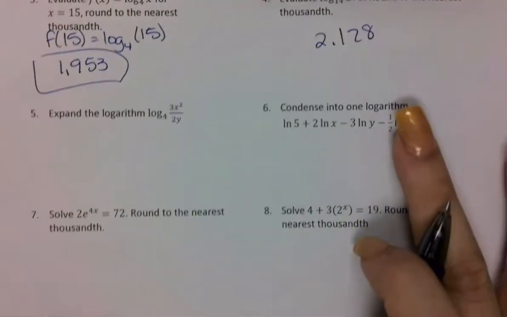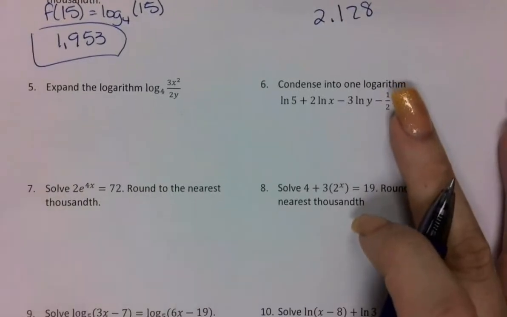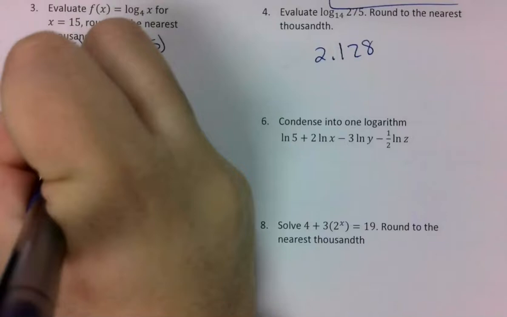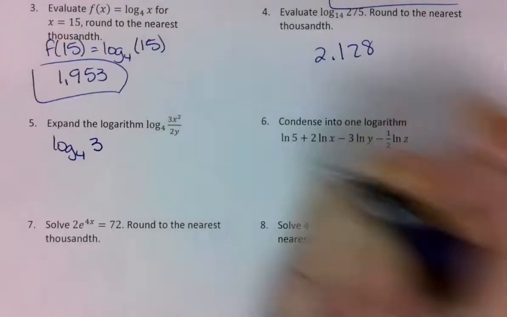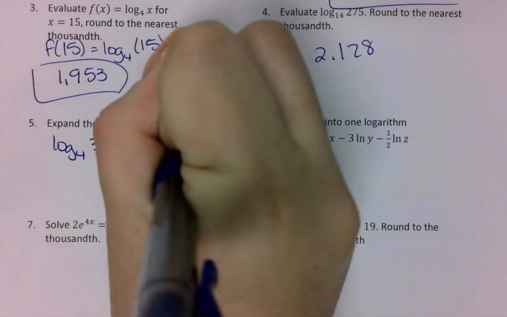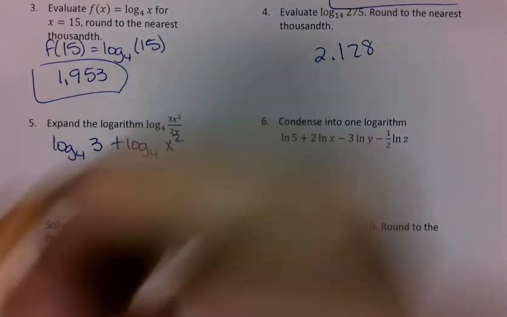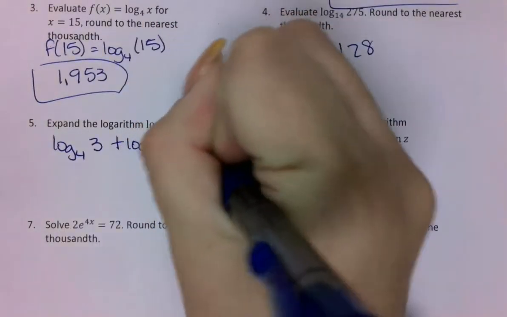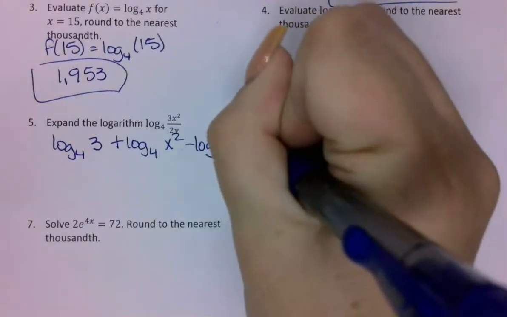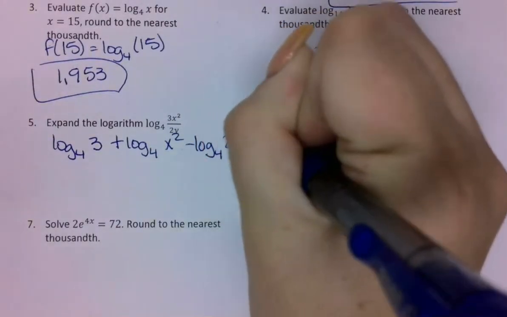Number 5 wants me to expand the logarithm, so break it up into parts. Multiplication on the top gets split up with addition. Numbers being divided get split up with subtraction. So I'm going to have log base 4 of 3, and then I'm going to do log base 4 of x squared, because that's on the top. Then I'm going to subtract log base 4 of 2, because the 2 was on the bottom. And then subtract log base 4 of y.